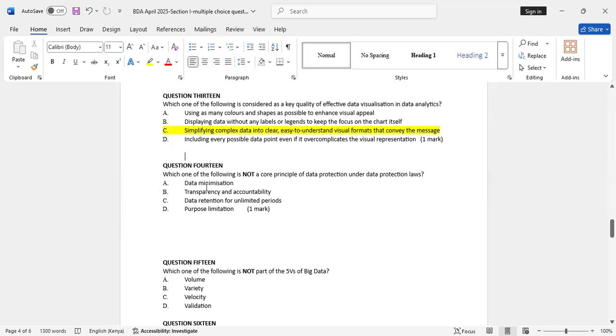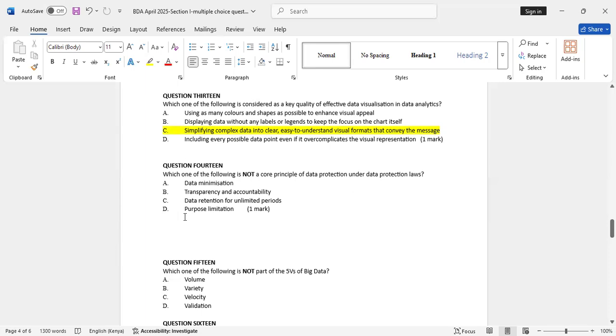A, data minimization. Yeah, you can minimize data, and how do you do this? You assume that that's data access. Yeah, minimize in terms of access. So that will qualify as a core principle of data protection. Transparency and accountability, that's automatic. Then data retention for unlimited periods.